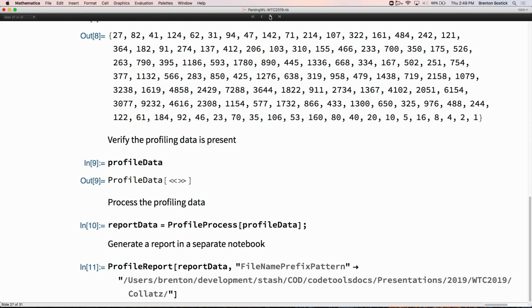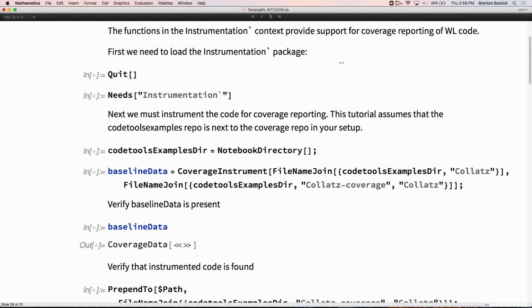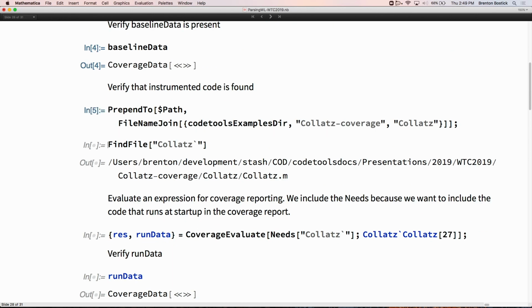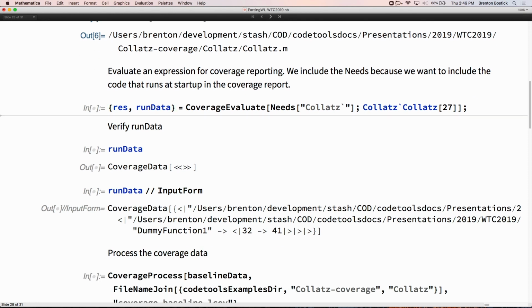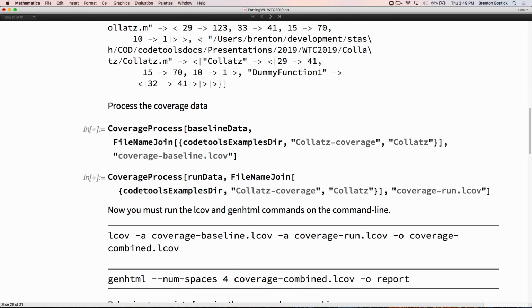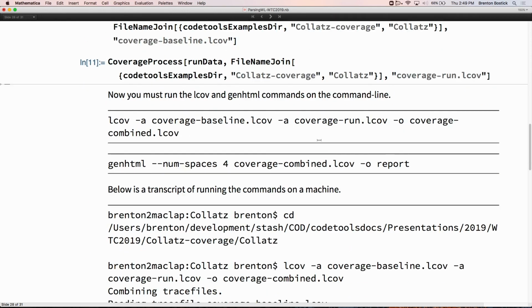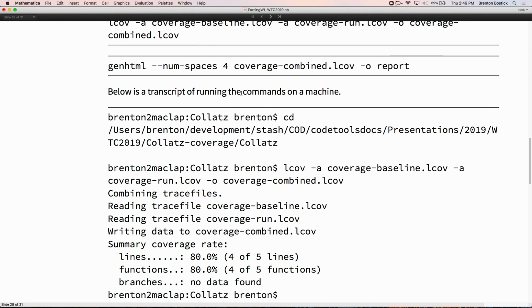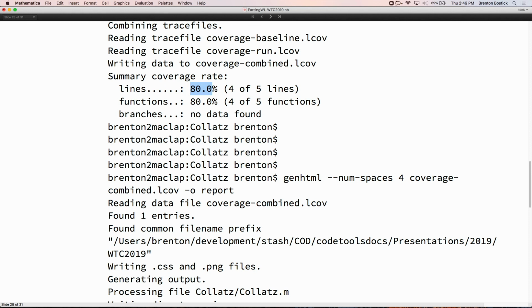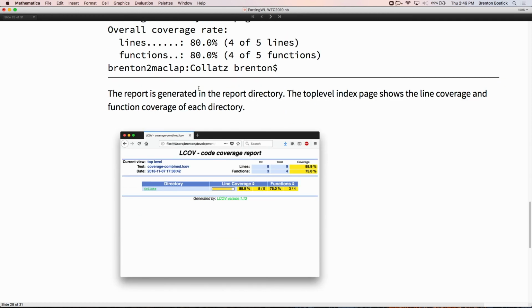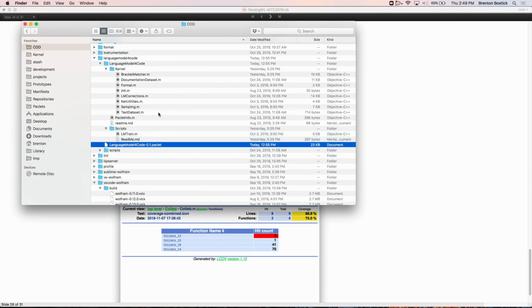Okay. And then also coverage reporting of Wolfram Language code, which people would hopefully find useful. I'm going to be instrumenting the same code, just verifying a lot of stuff. That's different formatting. However, this is now using external commands to actually generate the HTML. I'm not going to go out to the shell, but it's reporting 80% coverage, and I have some screenshots, but I actually still have the report.